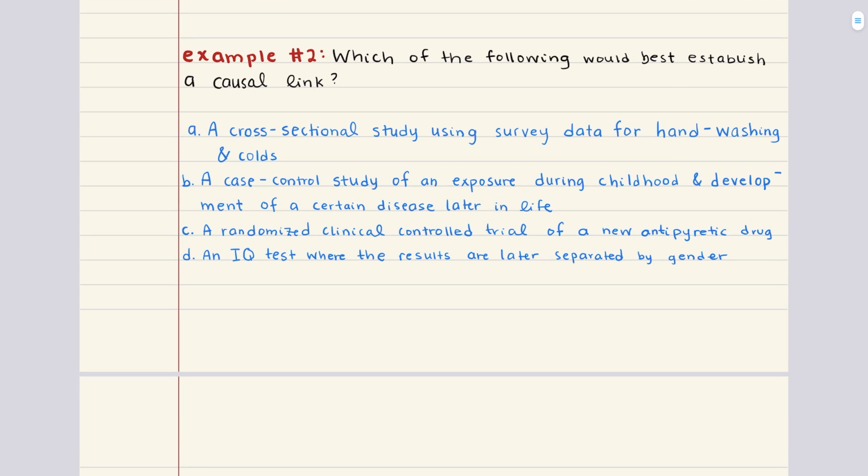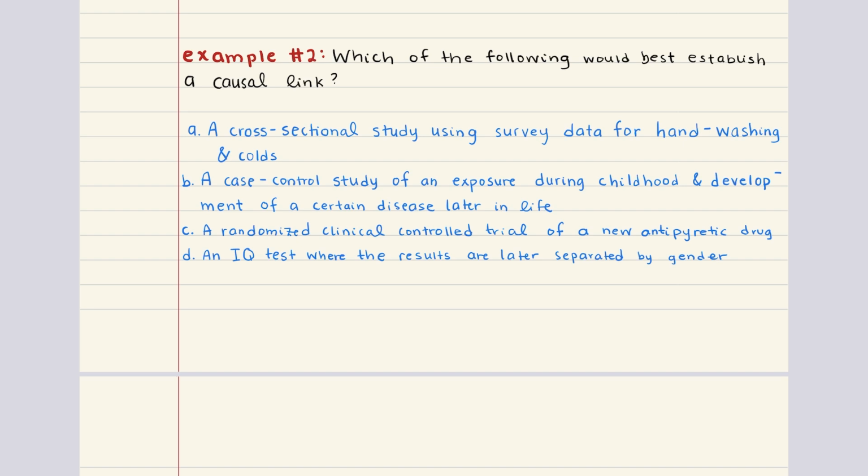Problem 2 says, which of the following would best establish a causal link? Let's take a moment to first redefine causality. A causal relationship exists when one variable directly influences another. For example, administering a drug and observing its effect on reducing fever could demonstrate causality if the drug directly causes the fever to reduce. Now, to demonstrate causality, it's critical to control for confounding factors. These are other factors and variables that might explain the observed effect. This is typically achieved through careful experimental design, such as randomization, which helps ensure that the only difference between groups is the intervention being tested.